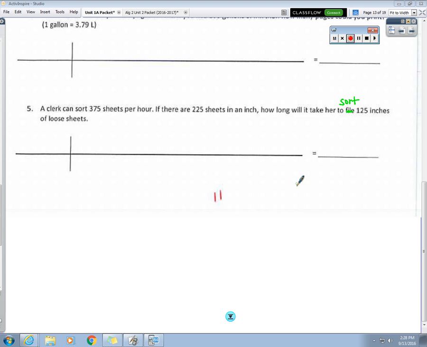Okay, so this clerk is starting out with 125 inches of loose sheets, and we want to know how long is it going to take her if there's 225 sheets in an inch, and if she can do 375 sheets per hour. So we start with 125 inches, right? So that means my next denominator has to be in inches. Well, what did the problem tell you up here about inches? Right, there are 225 sheets of paper that make up 1 inch. Like if she stacked up 225 sheets, it would be 1 inch tall.